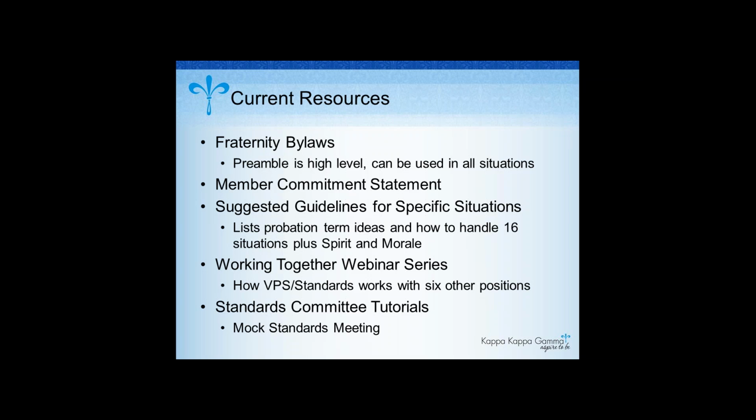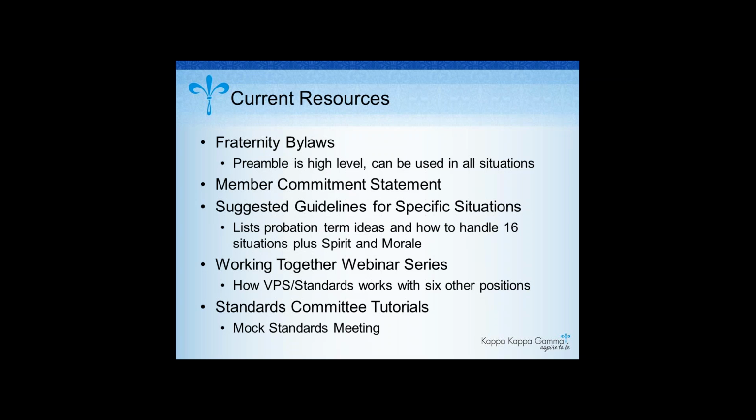Again, if there's something more, or you're just not finding what you like on the specific situations guideline, please reach out to the specialist, and we can see if we can give you more ideas, something that may resonate with the chapter member or with the committee, something the committee feels is a little bit better for the specific situation.